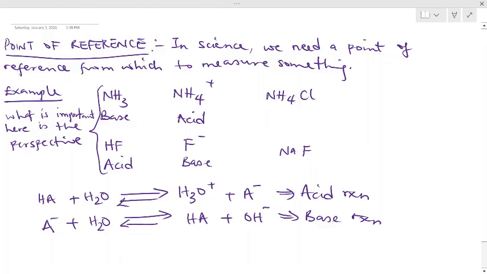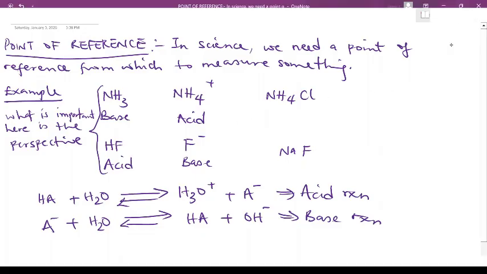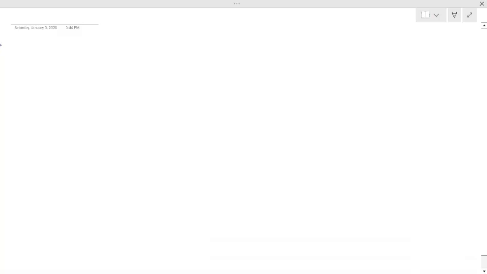Also, you have the idea of Ka and Kb. When a species is behaving as an acid, you have Ka, the dissociation constant, and when a species is behaving as a base, you have Kb. There is actually a relationship between these two, as we'll see in the next slide. We have the Ka and Kb relationship.